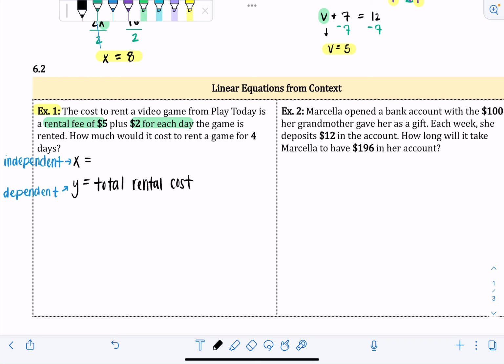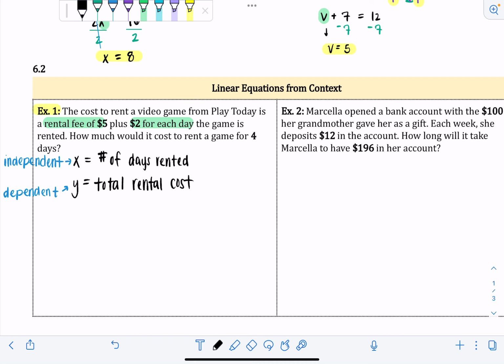And then ask yourself, what does the cost depend on? What variables are there that impact the overall cost? It says that there's a rental fee of $5 plus $2 per day. So maybe how many days we rent it for is the variable that impacts our final cost. So we'll say X is the number of days rented. So X is the number of days rented, and then Y is our total cost.